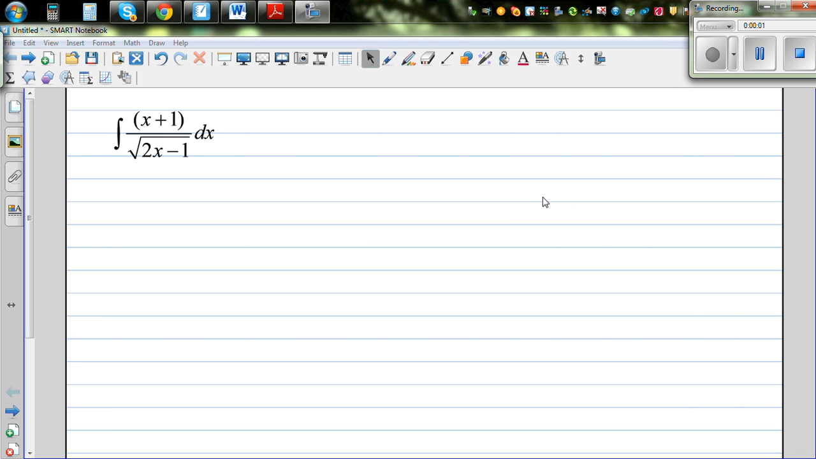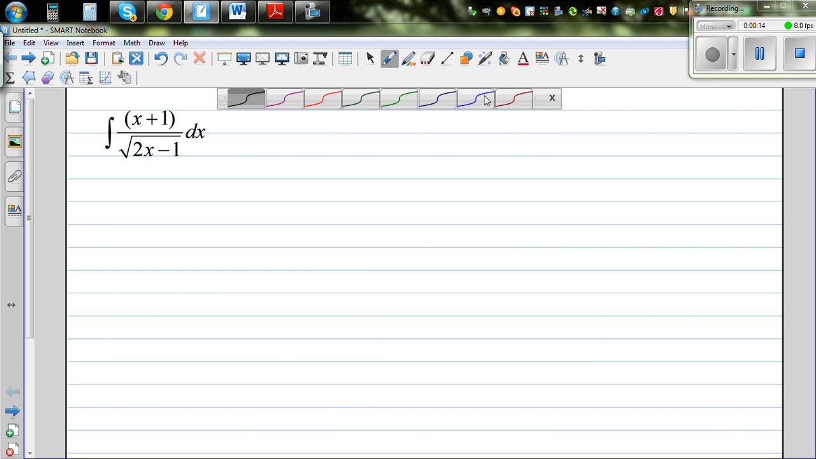Let's integrate this integral: the integration of x plus 1 over the square root of 2x minus 1 dx. So this is an example of u substitution. Let's substitute what is inside the radical as u. So let u be equal to 2x minus 1.